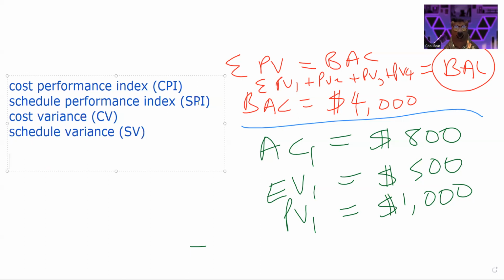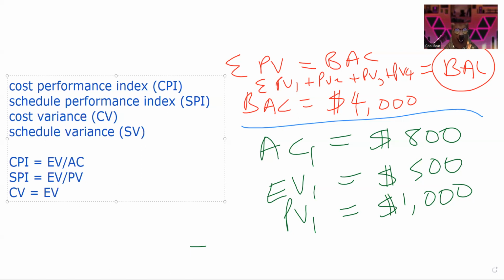Now, to blow these out, we would have something like this. CPI is equal to the earned value divided by the actual cost. Schedule Performance Index is equal to the earned value divided by the planned value. Cost variance is a variance, so it's a subtraction, and that will be earned value minus actual cost. Schedule variance will be equal to earned value minus planned value.